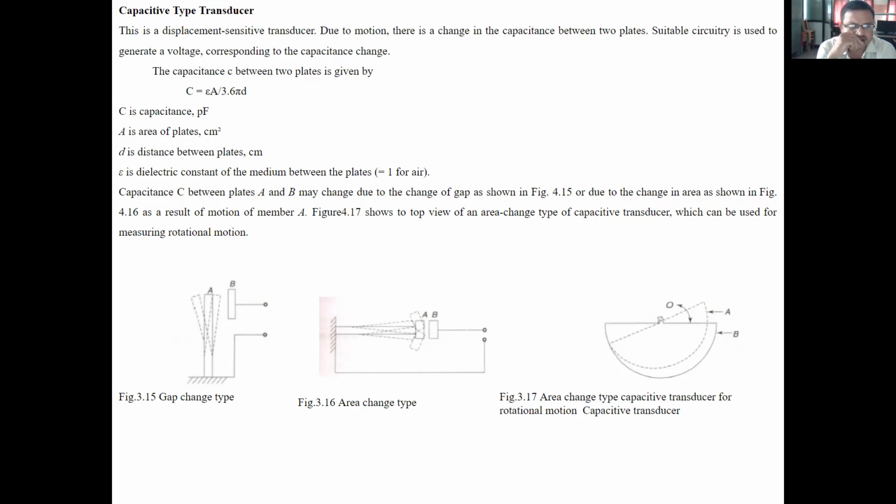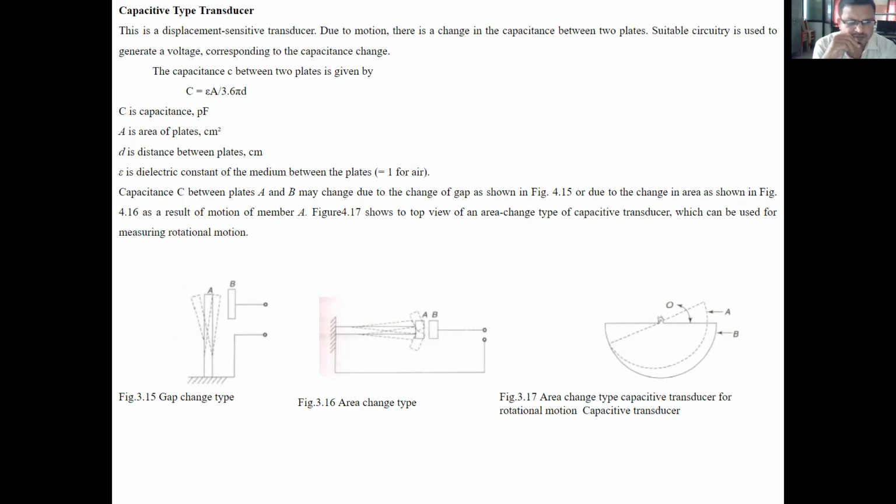Therefore, the capacitance C between two plates is given by C is equal to epsilon A divided by 3.6 pi d, where C is the capacitance in picofarad, A is the area of plates in centimeter square, d is the distance between plates in centimeter, and epsilon is the dielectric constant of the medium between the plates, equal to 1 for air.